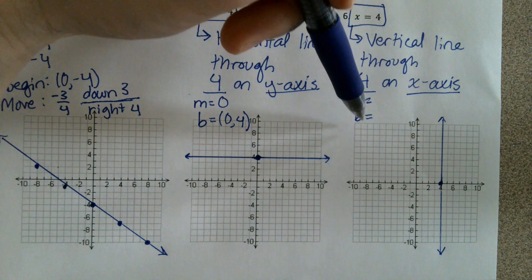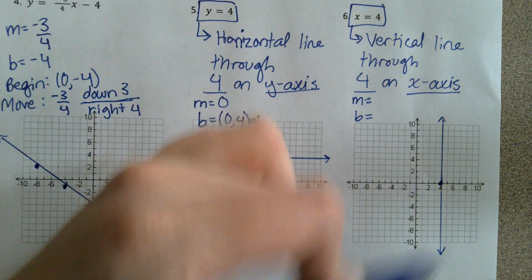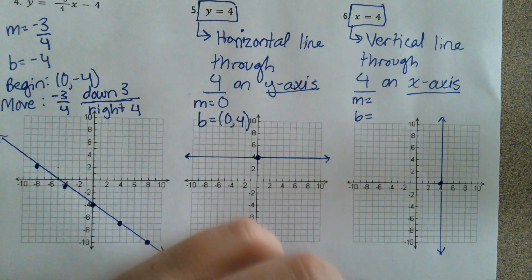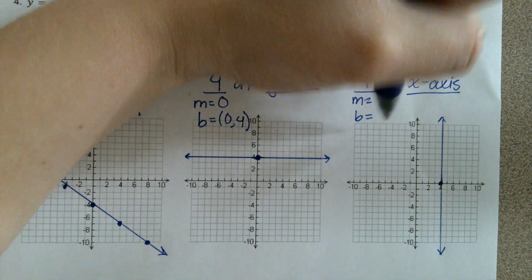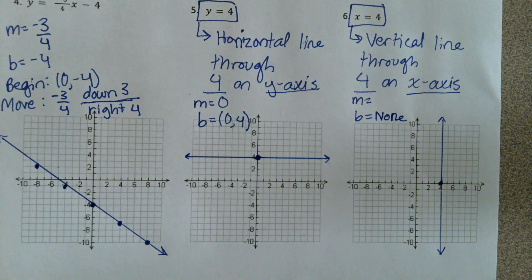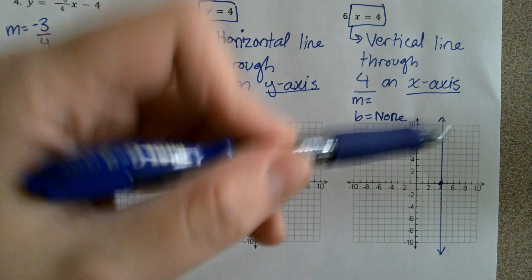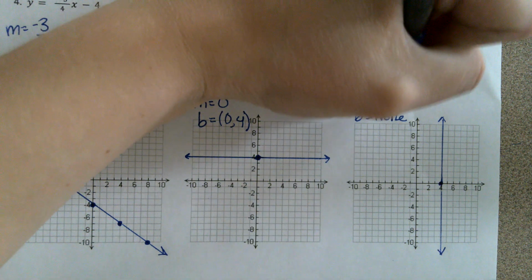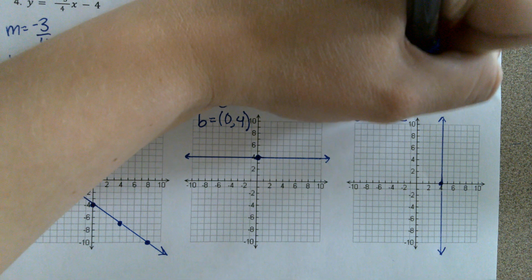B is the y-intercept. If we look at our graph here, we notice this line does not approach or even cross the y-axis. So there is no y-intercept. So there is no b. So none would be the answer there. M, when our line goes vertical, completely straight up and down, we call this an undefined slope.